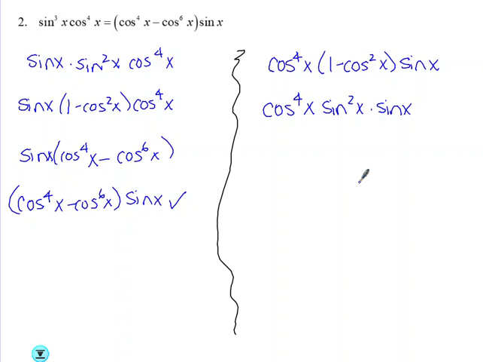Then I can multiply the sines together, and I get sine cubed of x times cosine to the fourth of x. So you can choose to simplify either side of the identity. It does not matter. Let's look at one more problem, and I'm going to show you 3 different ways to verify the identity.